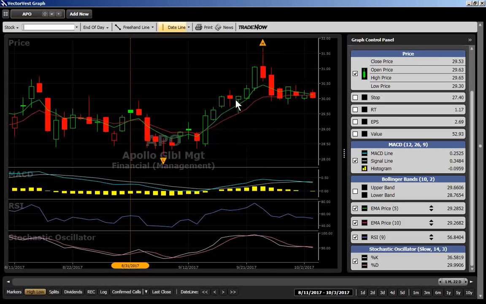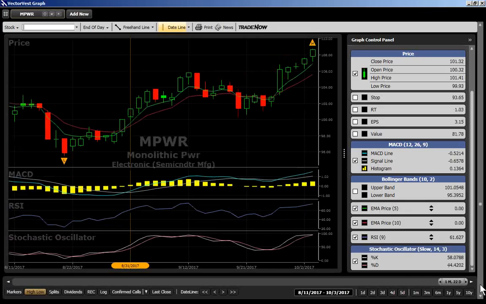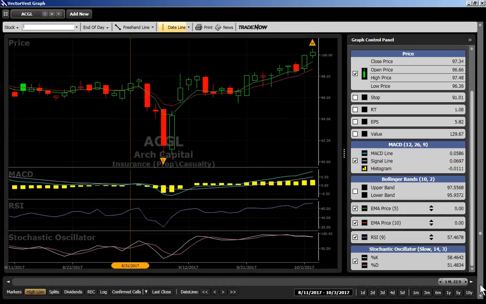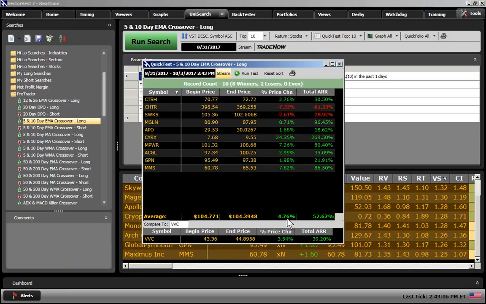This is not 3 and 8. Wait until the 5 and the 10 went back up. All right. CRY. Look at this. So over and over, I have great opportunities where I can make money and I can limit my losses real quick based upon the 3 and the 8 as well. Let's do a quick test of the top 10 of these. Test them all the way up until right now, 4.76%.